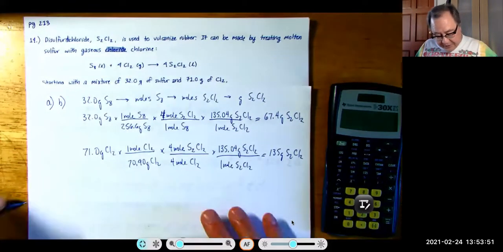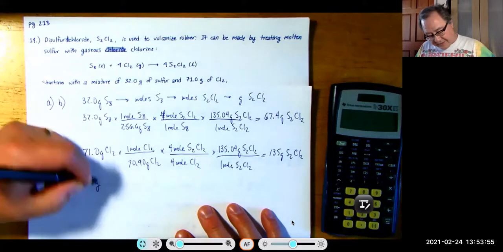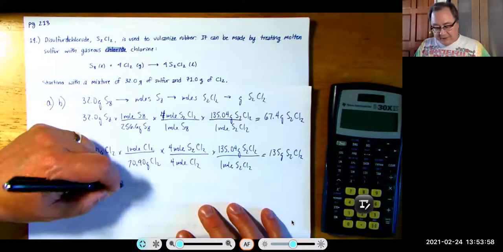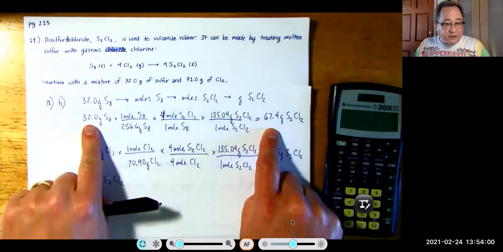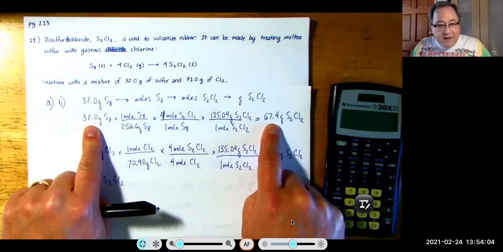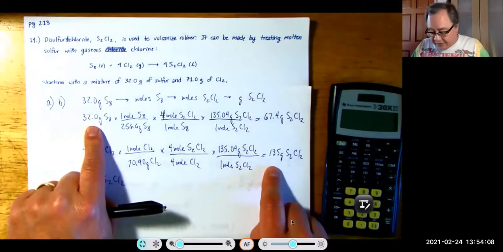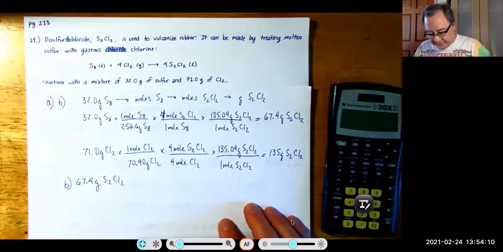So the answer to B is 67.4 grams of S2Cl2 because it's the least. We're going to use that 32 grams up and make 67 grams of this. We can't make any more of this because we've run out of that. So we can't make 135 grams. So that's why you pick the lesser of the two.